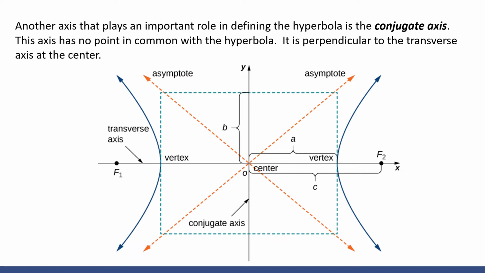Another axis that plays an important role in defining the hyperbola is the conjugate axis. In this figure, ito siya. Yung conjugate axis, makikita dito sa y-axis. At syempre pa, it's just a segment. This axis has no point in common with the hyperbola. It is perpendicular to the transverse axis at the center. Dahil nasa x-axis ang transverse axis, so perpendicular siya at the center.